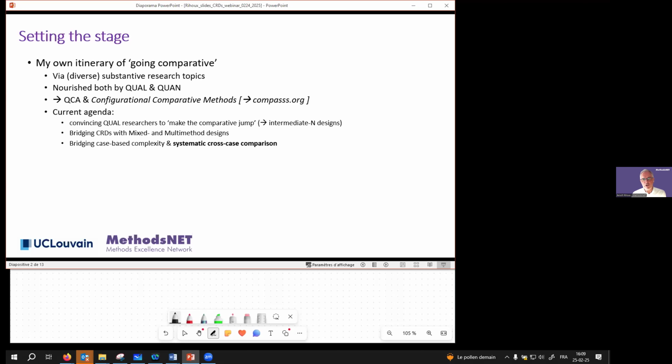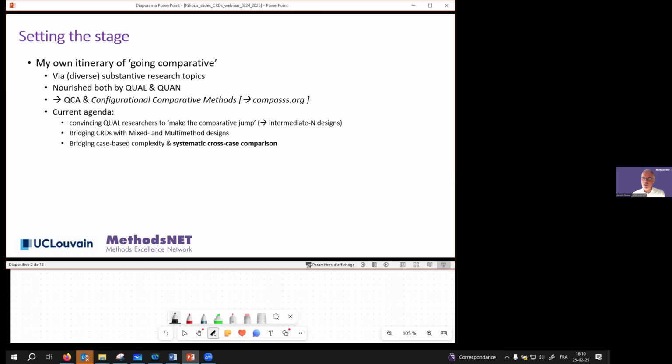My second agenda, in these last 10 years, has been to try to bridge comparative research designs with mixed and multi-method designs, because you can think about your project as being a sequence of different steps. And in the different steps of your project, you could have different case selection strategies. And last but not least, I told you I'm very much into QCA, which is a super toolbox for systematic cross-case comparison.